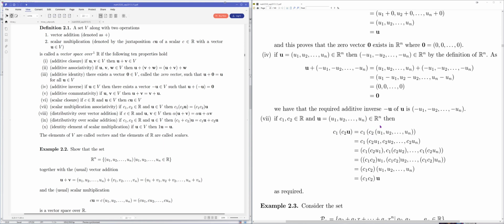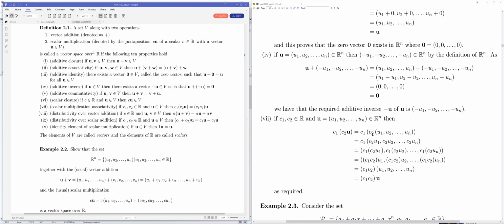Notice the brackets. The brackets over here mean that you're going to multiply by c2 first. So this is a normal scalar multiplication of this vector by c2. Now what you have is a c1 outside over here, so it's going to be c1 times this component over here. Now you want to be careful about how you're using your brackets over here.